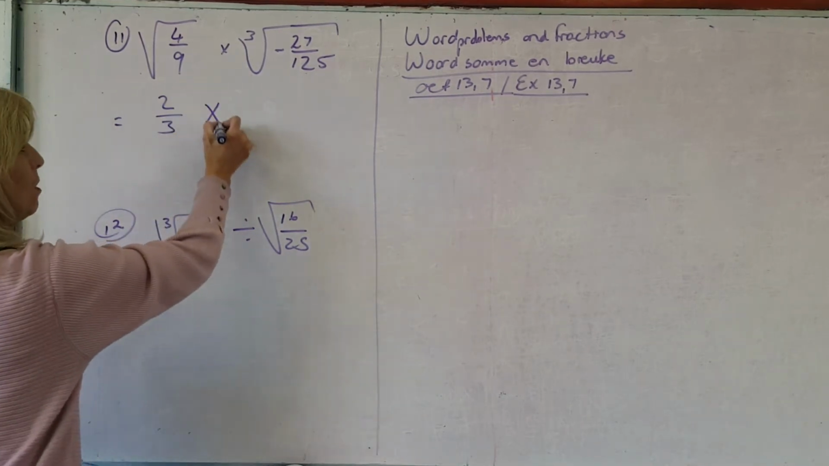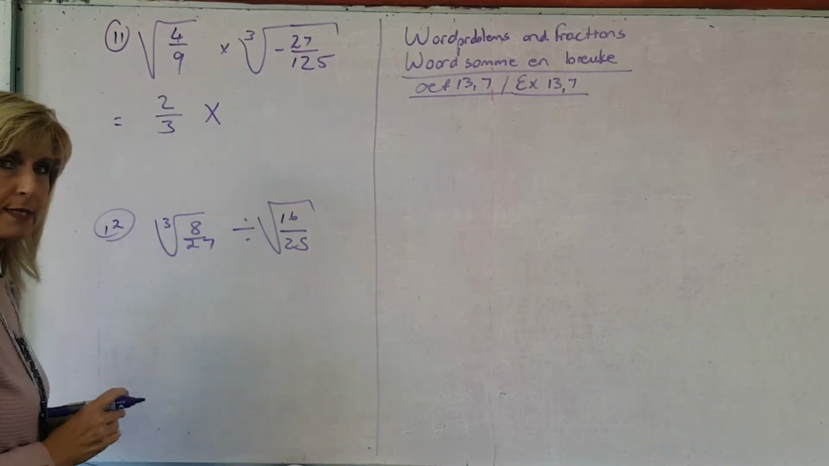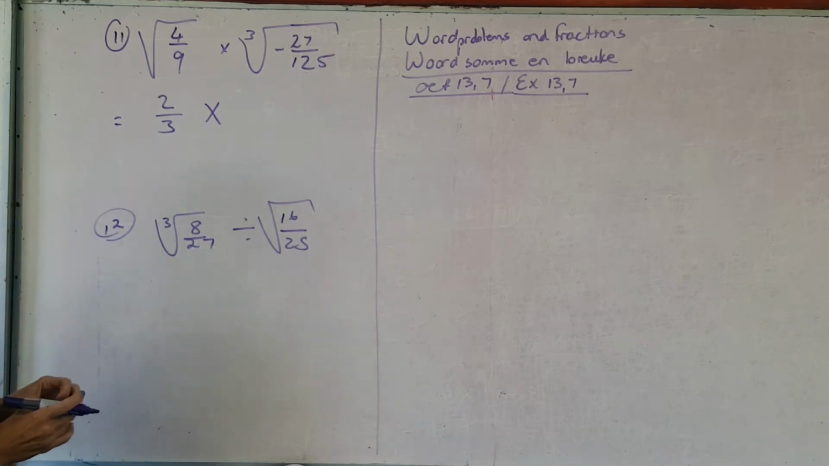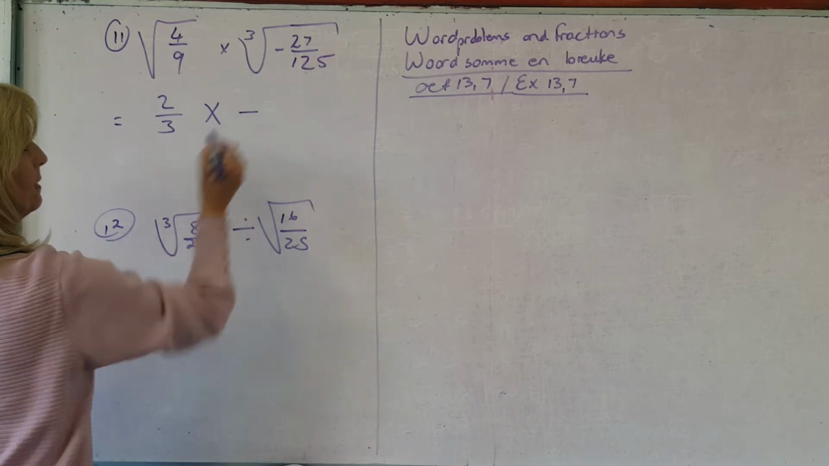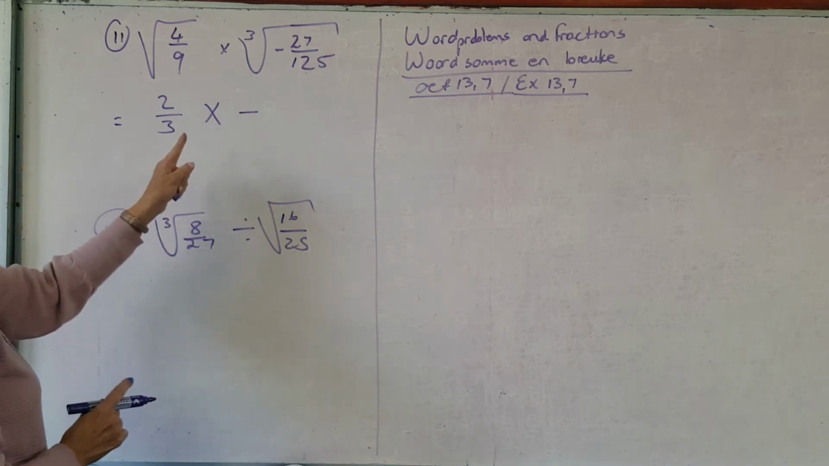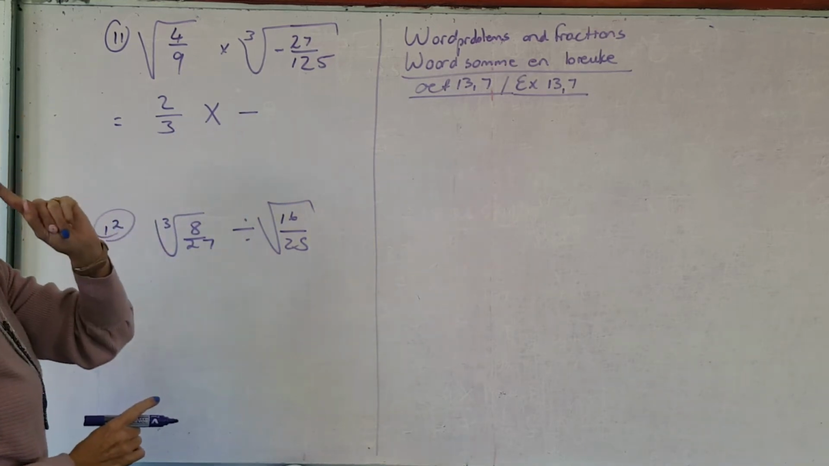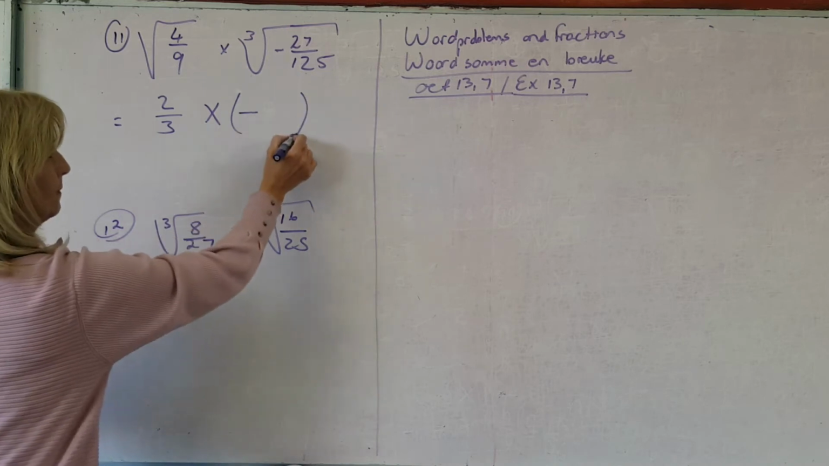Maar nou is dit maal. The previous ones were adding and subtracting. Now is dit maal. So I've got cube root of a minus. It's going to be a minus. Now this is a problem. We don't want to write times minus next to each other, so keep it in a bracket.